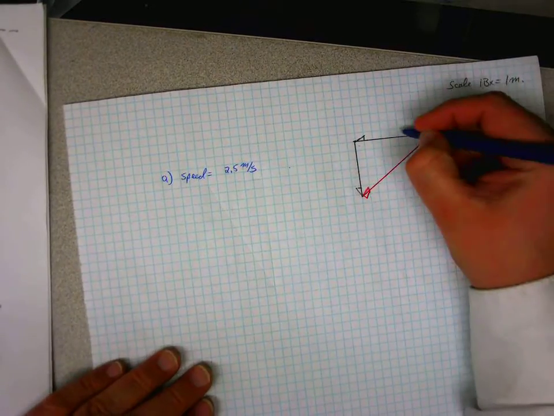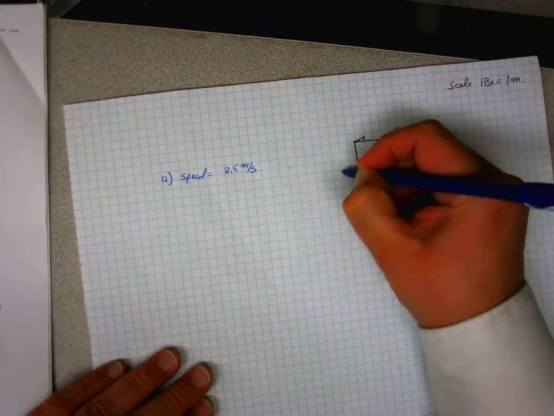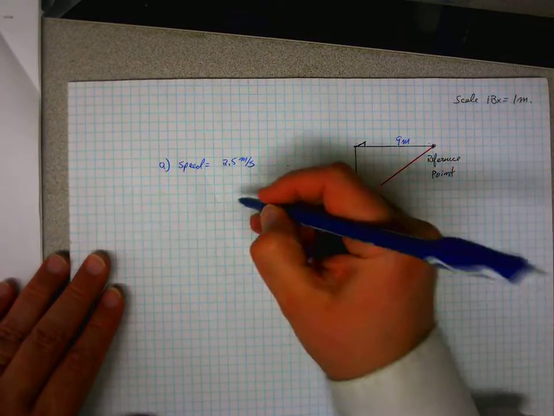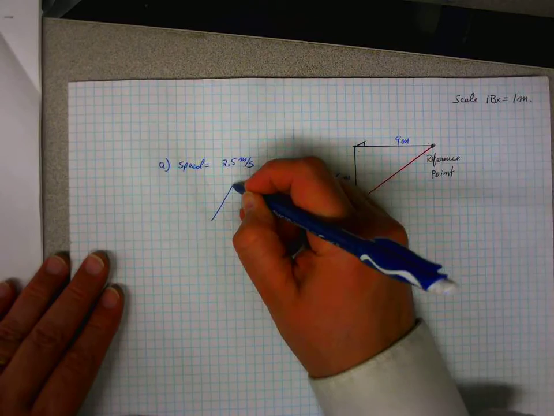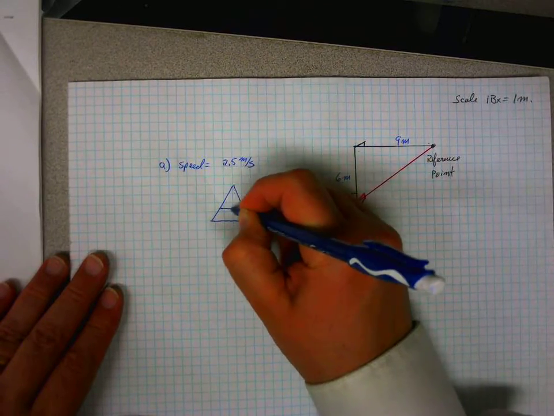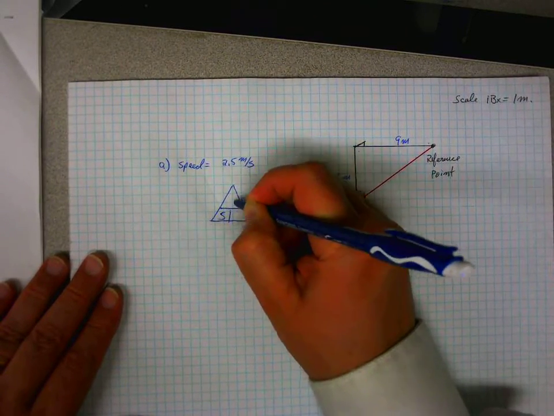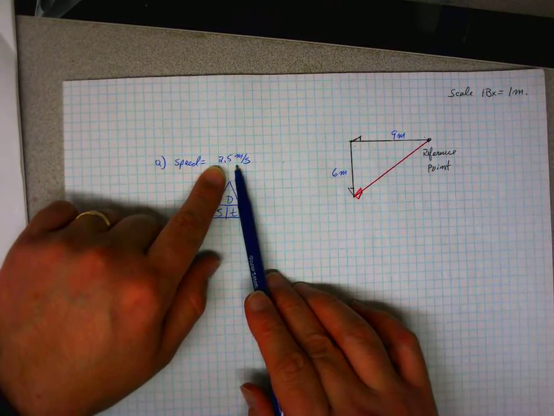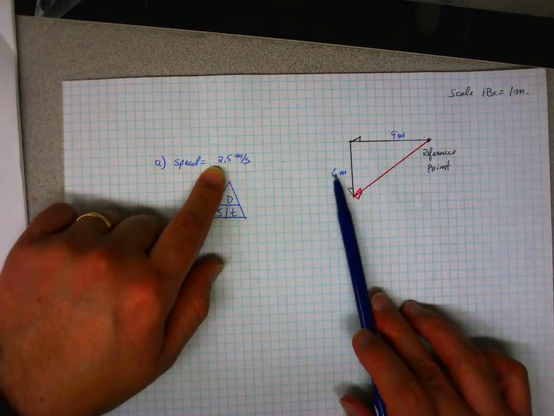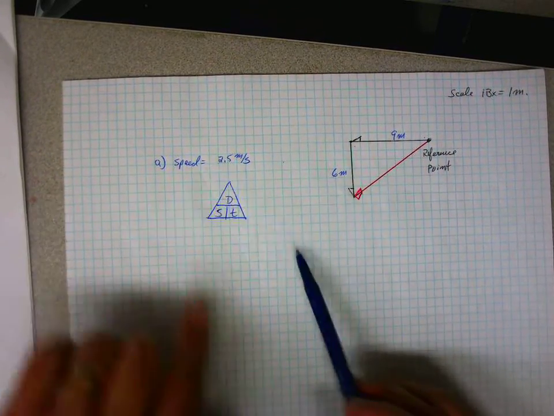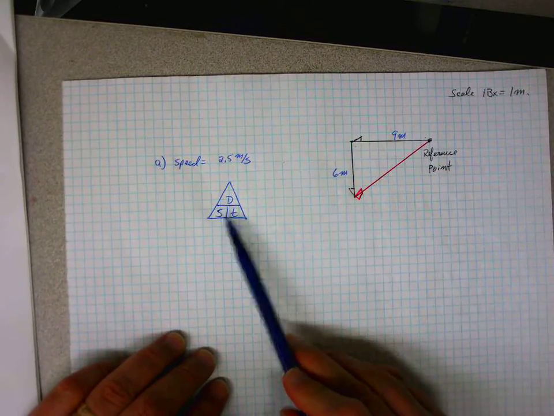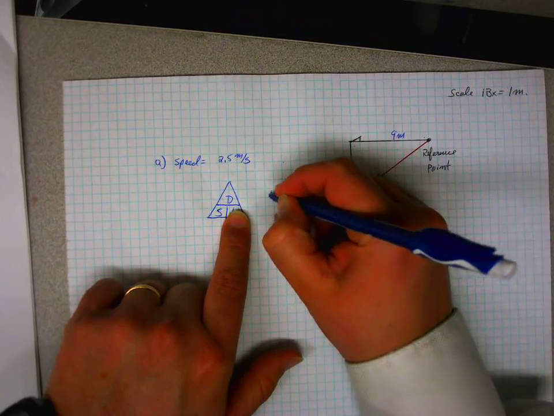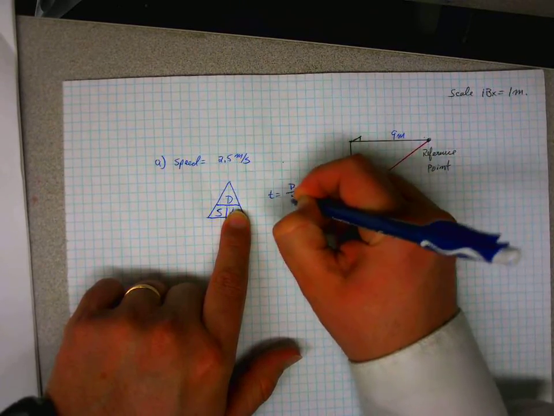So here we have 9 meters, and here we have 6 meters. From the last test that we took, we know that if we use the triangle, speed is equal to distance divided by time. Now we have speed, and we can determine the distance simply by adding 6 meters. So we have these two variables, and what we're looking for is time. So the formula becomes time is equal to distance divided by the speed.